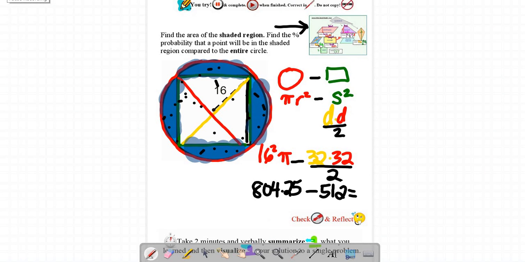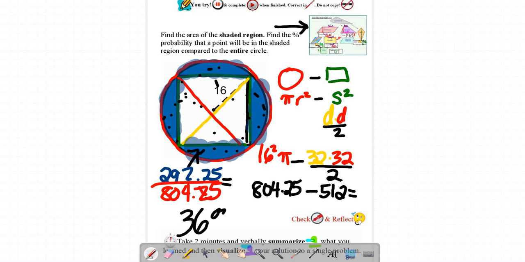Alrighty, guys, so take a look up here. You should be getting around 804.25 minus 512. That sounds about right. And we get the shaded region is 292.25 divided by the entire area, which is 804.25. And you should be getting approximately 36. There is a 36% probability that a random point will be in the shaded region versus the whole.